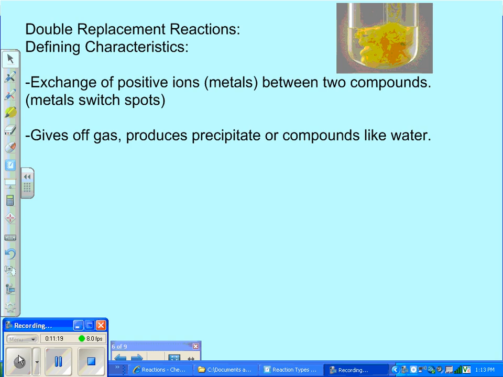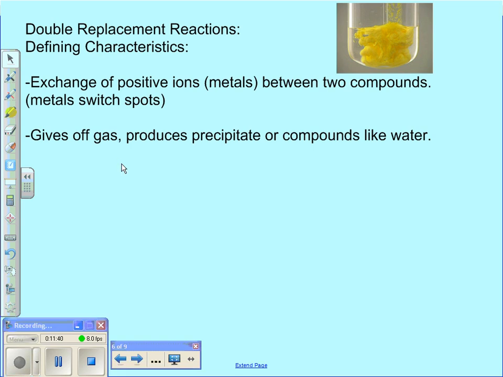So the last reaction we're going to talk about today, we'll leave combustion for later, is a double replacement reaction. And this is the exchange of positive ions or metals between two compounds. The metals actually just switch spots. Typically this will give off a gas, or it might produce a precipitate or form a compound like water. But the generic equation then for a double replacement reaction might look like this.